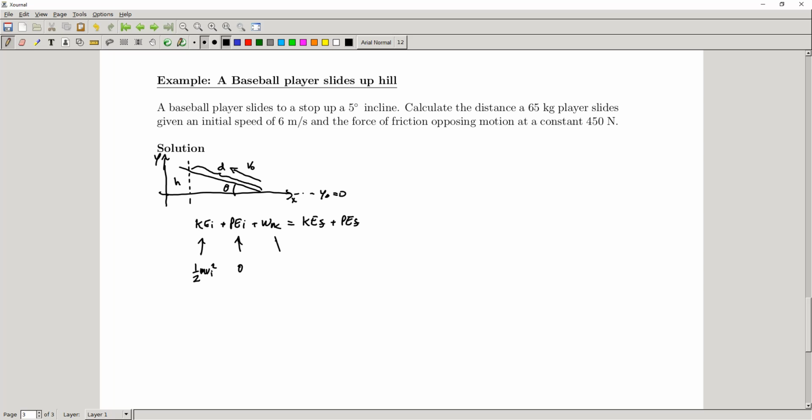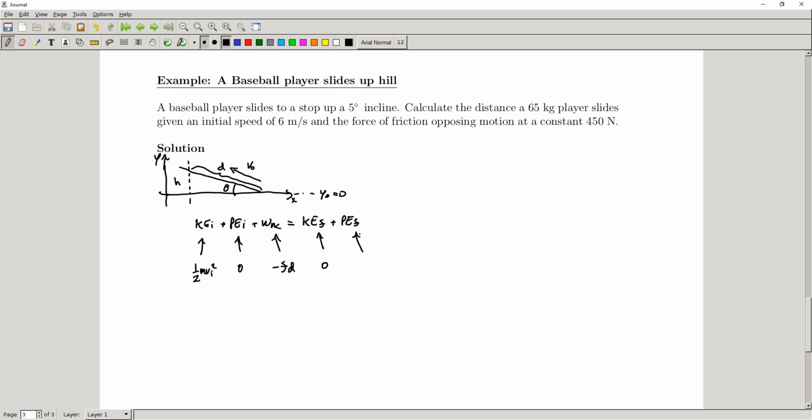We just saw, and I won't go over it again, how the work done here is going to be negative the force of friction, or the magnitude of that force of friction, times our displacement. In the end, we're not going to have any kinetic energy, right? This player is sliding to a stop.